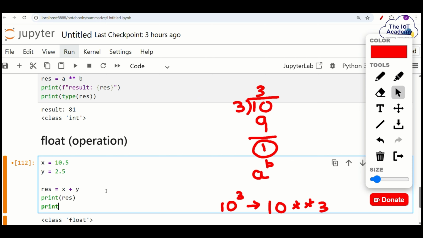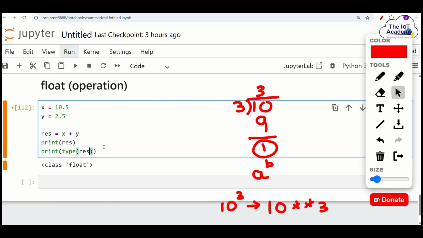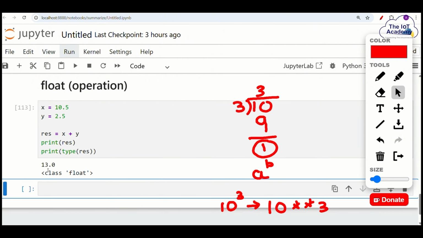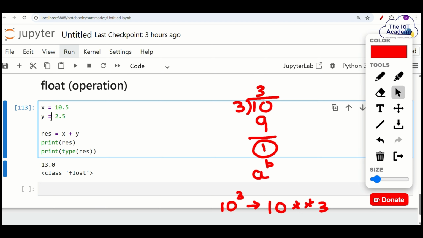This is a good idea, to actually print their type just to see. It gives you a little bit more additional information and keeps you in touch with your programming, how the code is going and the flow of your code. Okay, so it prints 13.0 and the class is float. All right, good.